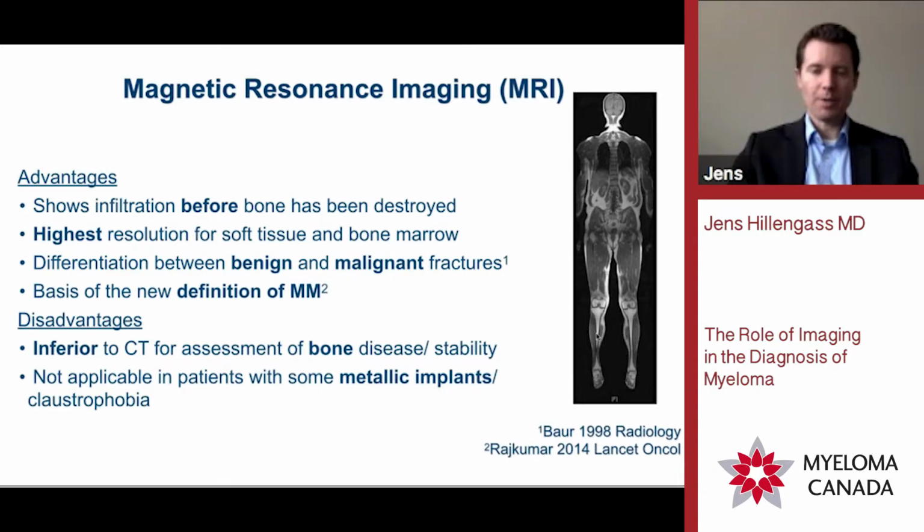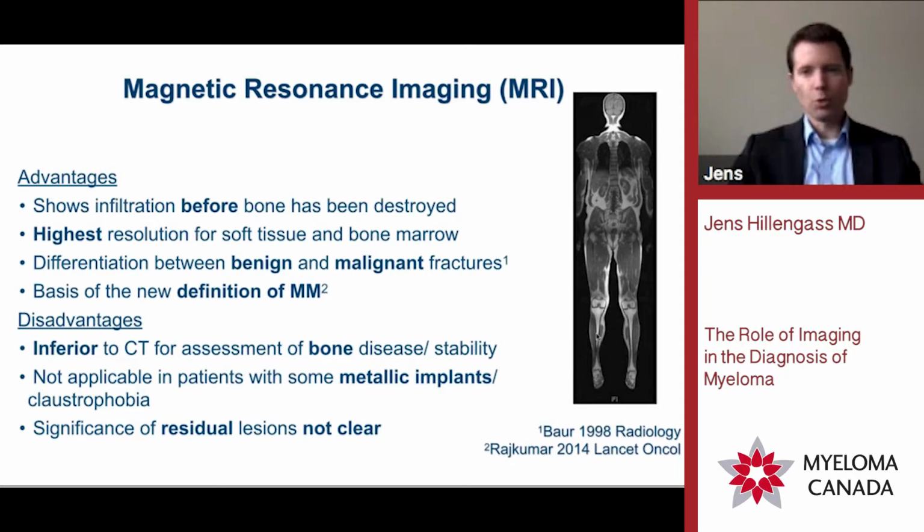Some patients cannot have an MRI because it's a very high magnetic field, no radiation, but high magnetic field. And so some metallic implants would move if you put a patient with them into the scanner. We don't know if residual lesions after therapy, I will also show you images for that later, have a relevance for the patient. Should we go on treating those patients or should we not?